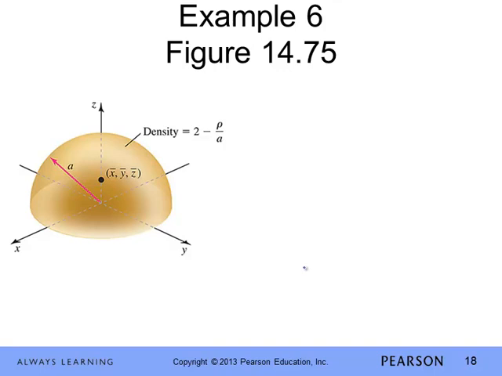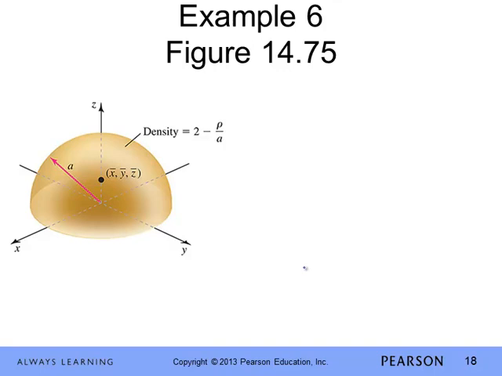Let's go ahead and read the setup for this. Find the center of mass of the interior of the hemisphere D of radius a, with its base on the xy plane. The density of the object is given by f of rho, phi, theta equal to 2 minus rho over a. Remember what rho is. Rho is the variable length from the origin out to some point in 3-dimensional space. So rho is going to vary between 0 and a. And the density is given by 2 minus rho over a.